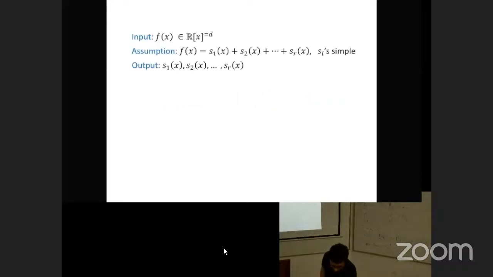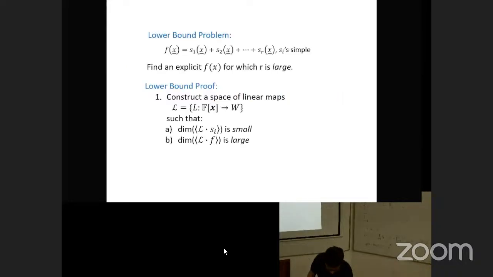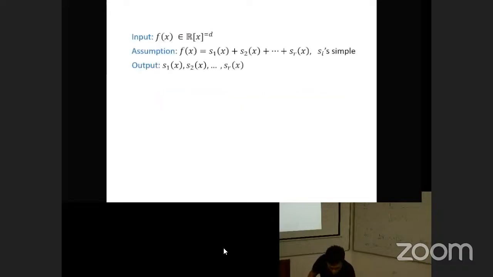So for example, it's another fact that if you take any polynomial of even degree, you can write it out as a sum of powers of quadratics, but the number of summands could be very large. So if you could find linear maps for which a power of a quadratic has small image, and let's say my polynomial has a large image, then you would have a lower bound on the number of summands required.